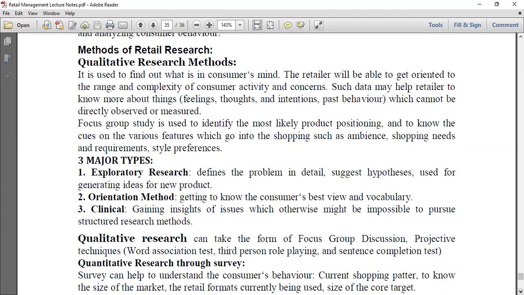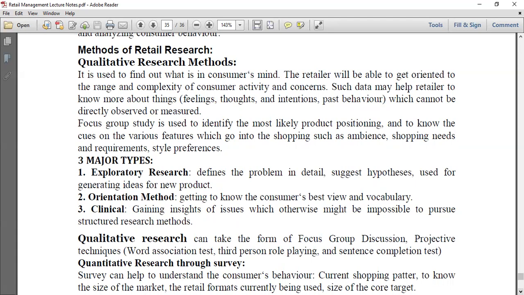All these things we cannot directly measure or directly observe. Only using qualitative research can we know what is in the customer's mind, that is, his feelings, his thoughts, his intention, his past behavior. Focus group studies are used to identify the most likely product positioning and to know the cues on various features which go into shopping, such as ambience, shopping needs and requirements, styles and preferences. Generally, they use focus study groups to understand this.